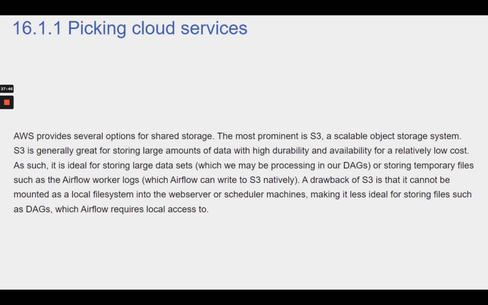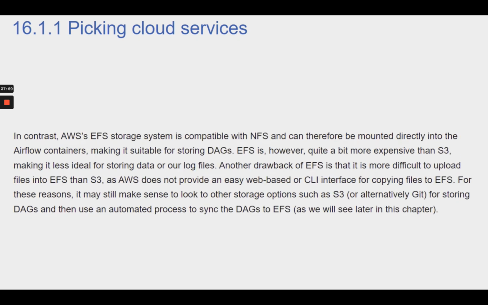A drawback of S3 is that it cannot be mounted as a local file system into the web server or scheduler machines, making it less ideal for storing files such as DAGs, which Airflow requires local access to. In contrast, AWS's EFS storage system is compatible with NFS and can therefore be mounted directly into Airflow containers, making it suitable for storing DAGs. EFS is, however, quite a bit more expensive than S3, making it less ideal for storing data or our log files.